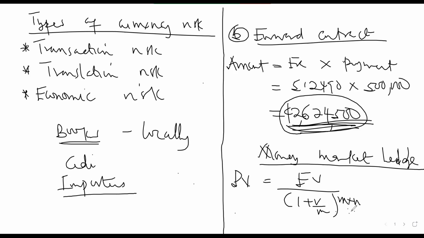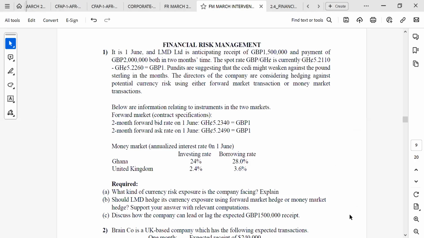Okay, let's go to the last part of it. They say discuss how the company can lead or lag the expected 1,500 receipts. Okay, I hope we know what we call leading and lagging. Adam, what is meant by leading and lagging?